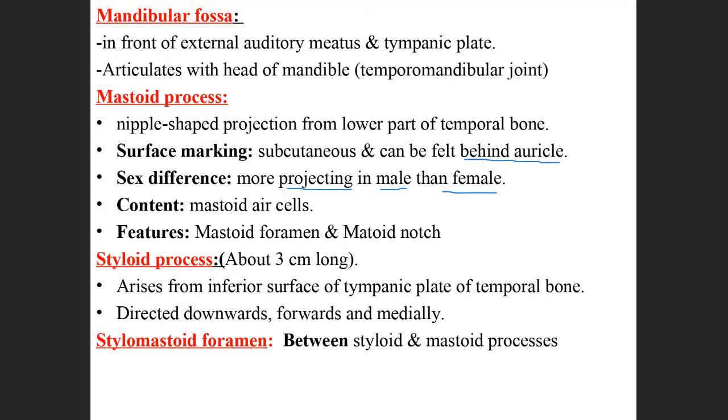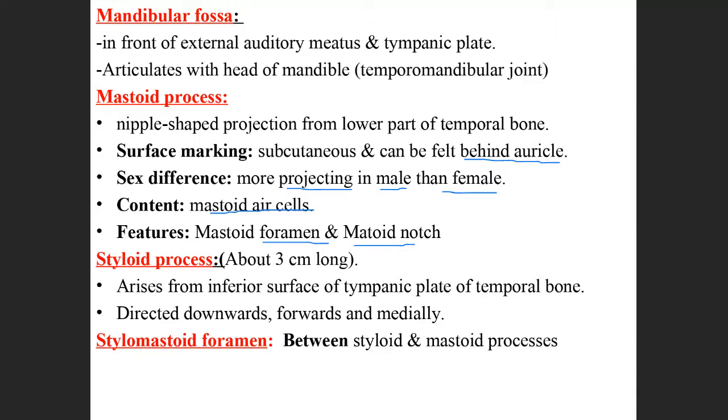It also contains the mastoid air cells. So it is a space like the frontal sinuses. So these are also air-filled spaces. And it contains the mastoid foramen. There is one foramen that is called the mastoid foramen and the mastoid notch. It is here, S is missing. You write down the S. Okay, MAS.